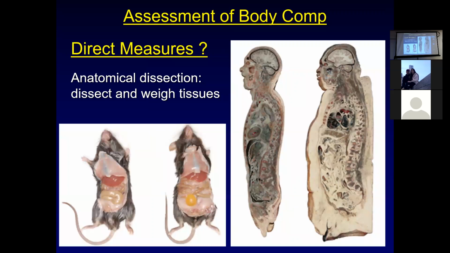But what has happened is all the things I'm going to show you from here on out are what we call indirect measures. They're estimates based upon some other things that we can measure. But just know that all of our indirect measures have, for the most part, been validated against an anatomical dissection.